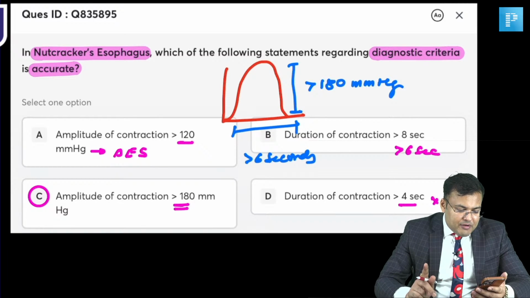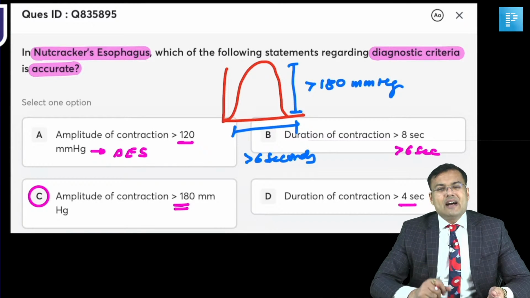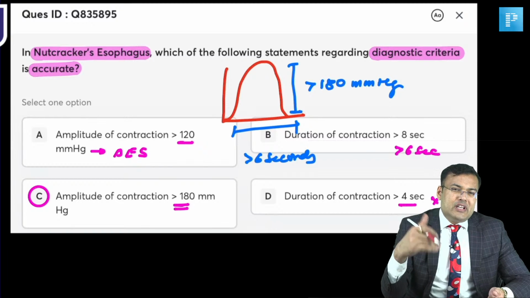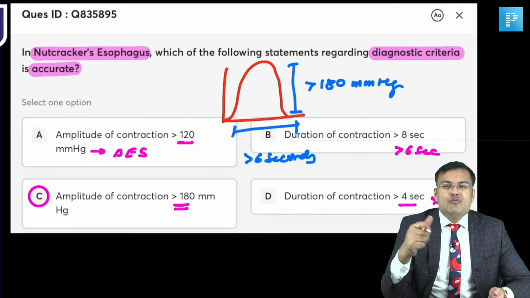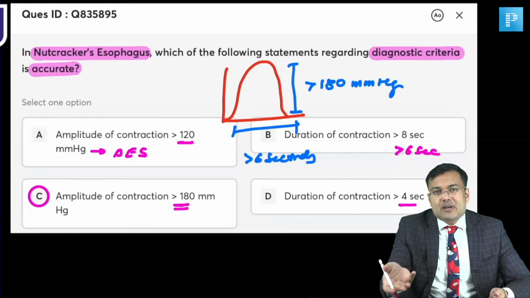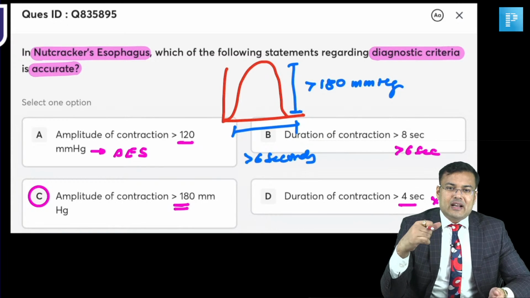Vivan, very good. Par Patel. Everybody is correct, guys. It is achalasia cardia. Most common motility disorder, most common hypomotility disorder, it is achalasia cardia. Most common hypermotility disorder, that is nutcrackers. Okay.